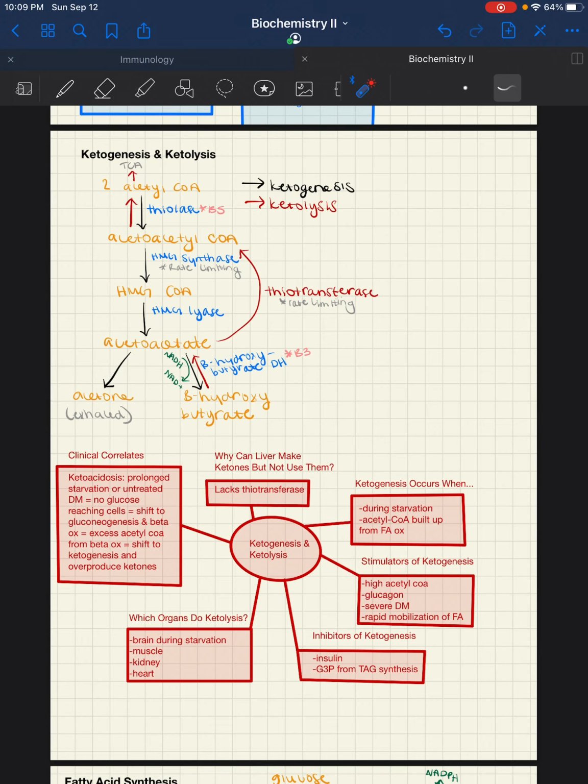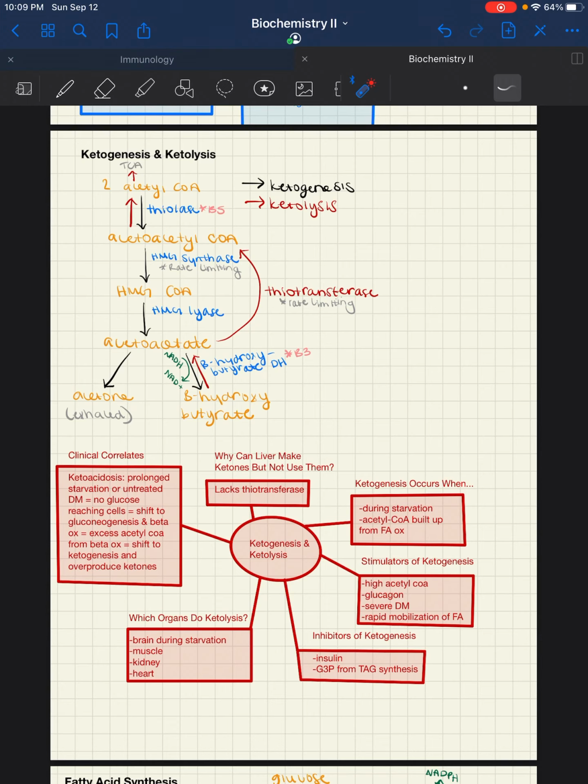And the way that this happens is by turning acetyl-CoA into a few different kinds of ketones. So we start with acetyl-CoA. Thiolase turns acetyl-CoA into aceto-acetyl-CoA. HMG-CoA synthase turns aceto-acetyl-CoA into HMG-CoA. HMG-CoA lyase turns HMG-CoA into acetoacetate.